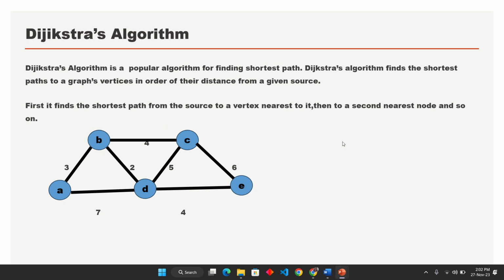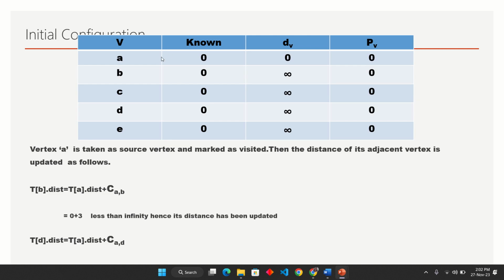And how will Dijkstra calculate the shortest path? First, it calculates the neighboring vertex distance. Once it has reached that, it again calculates the neighboring vertex distance. By subsequently doing this, it will reach the destination node. So this is the initial configuration. You have to draw this table and list out the vertices in the given graph: A, B, C, D, E.